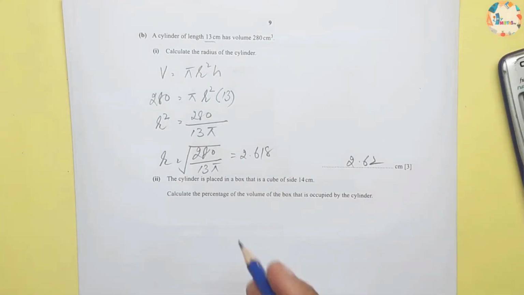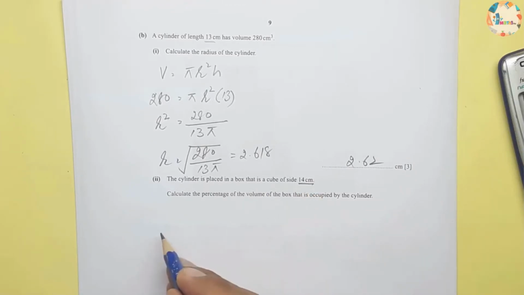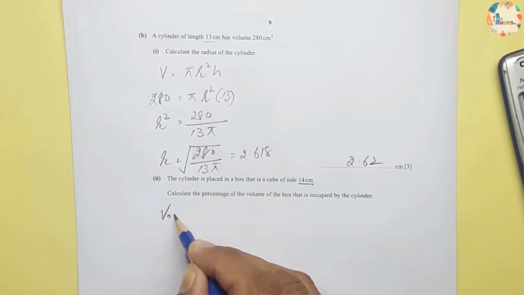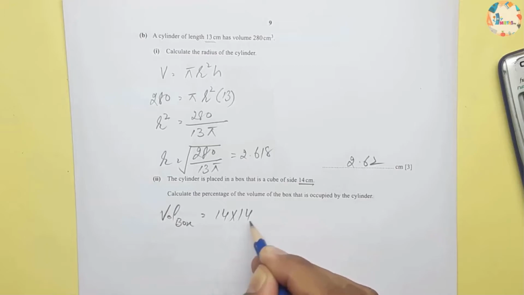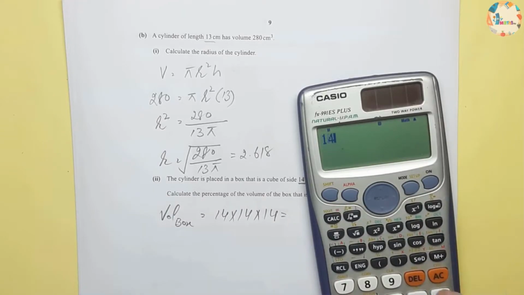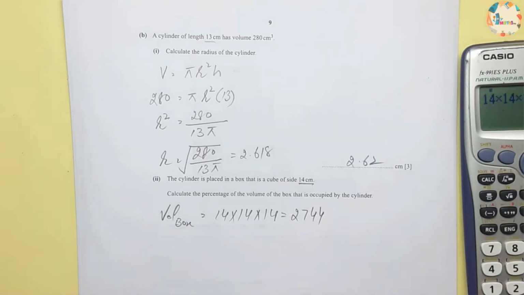centimeter. The cylinder is placed in a box that is a cube of side 14 centimeter. So 14 centimeter is the side of the box. We can check volume of box is equal to length into width into height, so 14 times 14 into 14, which will be equal to 2744. So 2744 is the volume of the box, and they are saying calculate the percentage of the volume of the box that is occupied by the cylinder.